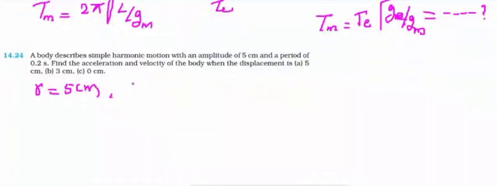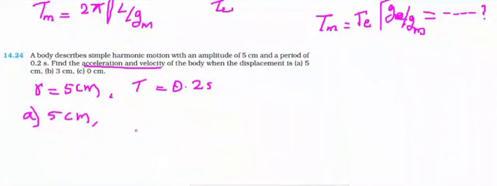And period T is 0.2 seconds. Find the acceleration and velocity. Two quantities you have to calculate, acceleration and velocity, when the displacement is, three cases are given. So first case, when the position is 5 centimeter. So 5 centimeter means it is in the extreme position.